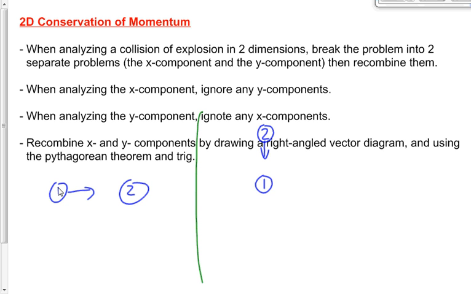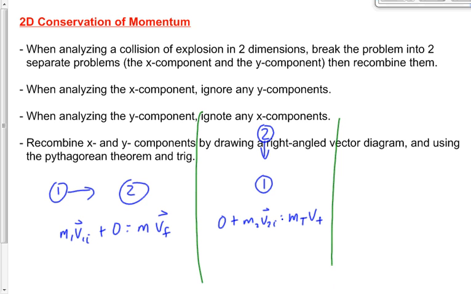We know that when we have this first problem, we say Pi is equal to Pf, or M1 V1I plus 0 equals, assuming they stick together, the total mass times the final velocity. We know in this problem that 0 plus M2 V2I equals the total mass times Vf. That is, again, if they stick together, only one object after the collision.